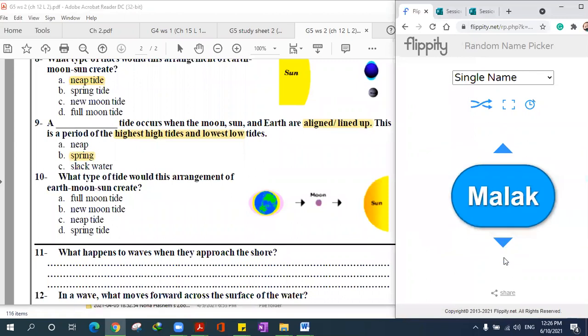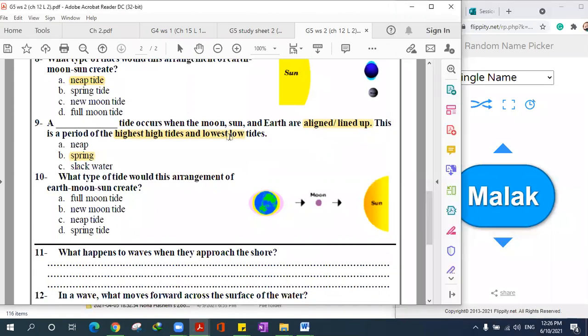Okay. Malak. Yes, I was hoping it would be Malak. Number 10. What type of tide would this arrangement of Earth, Moon, Sun create? They are all in one line. So what do you think this is? Spring tide? Nope. They are all in one line.